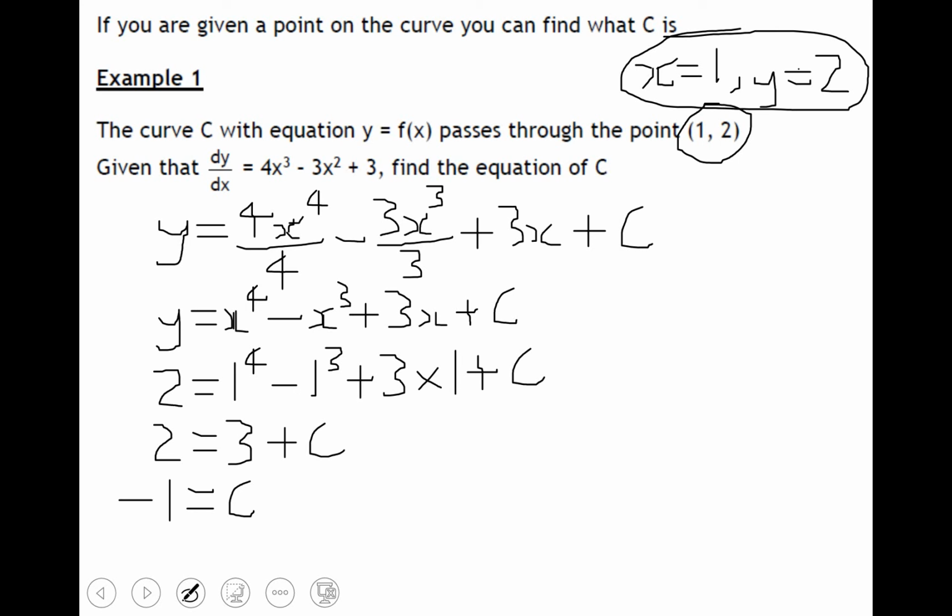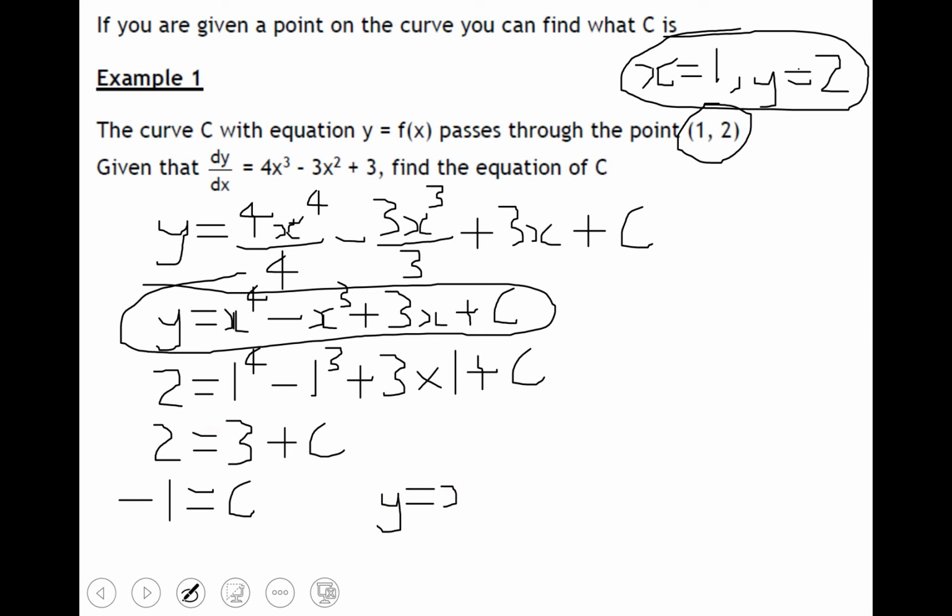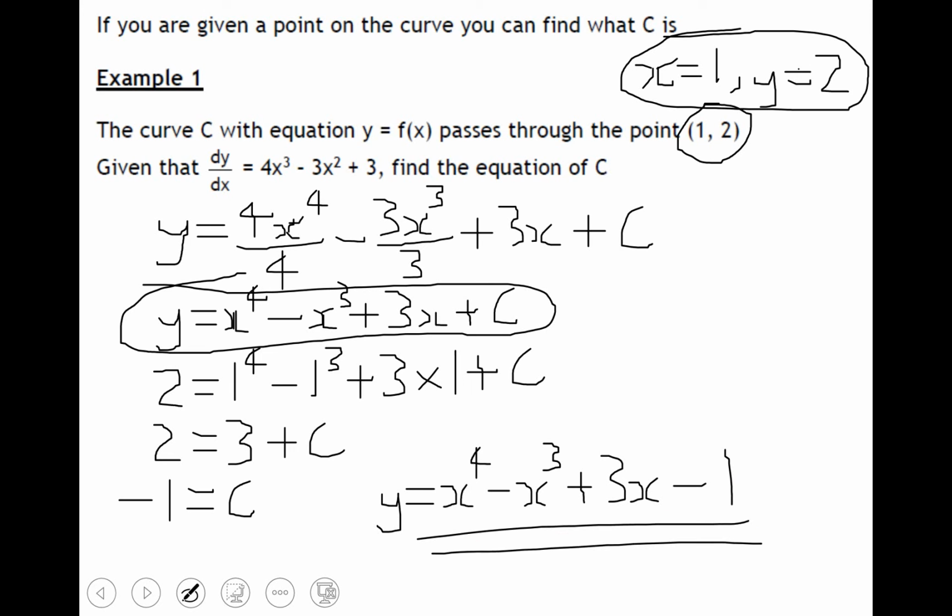Now you must be careful to note that this isn't the final answer to this question. The question didn't say find the value of plus c, it said find the equation of the curve C. So for the curve C, we have to go back to the equation we got after simplifying the integrated function, and rewrite that equation but with our c filled in. So y equals x to the 4 minus x cubed plus 3x minus 1. That's the equation, that's the answer to this question.